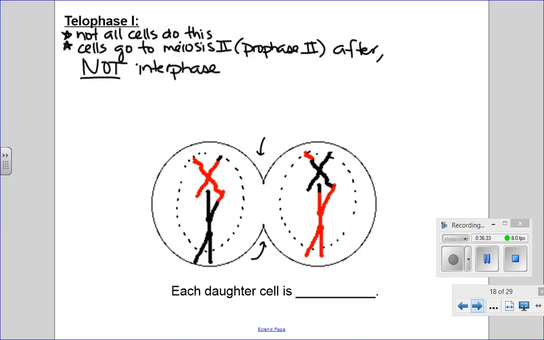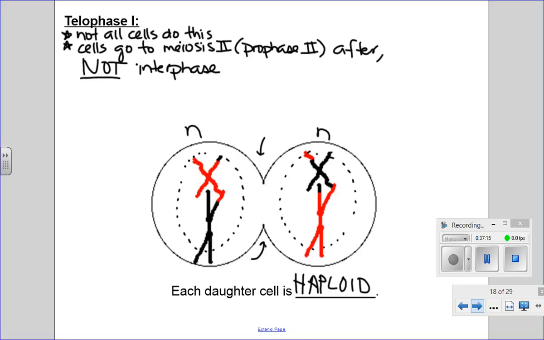Now at the end of telophase 1, like I mentioned before, each daughter cell is haploid. That means they each have N chromosomes. So at the end of meiosis 1, we have done reduction division. We took a cell that was diploid, we cut its chromosome number in half. Now that's the end of meiosis 1. Meiosis 1 is where there's a big difference. Meiosis 2 looks basically identical to mitosis. There's very little difference.